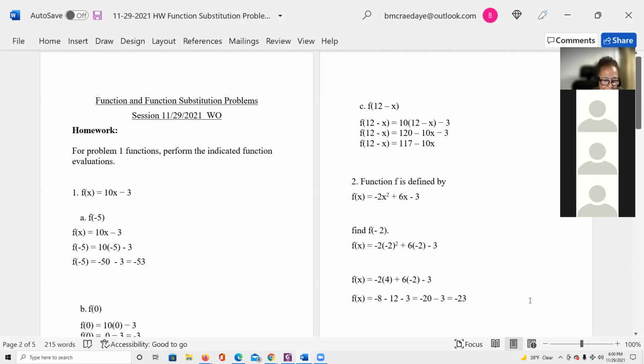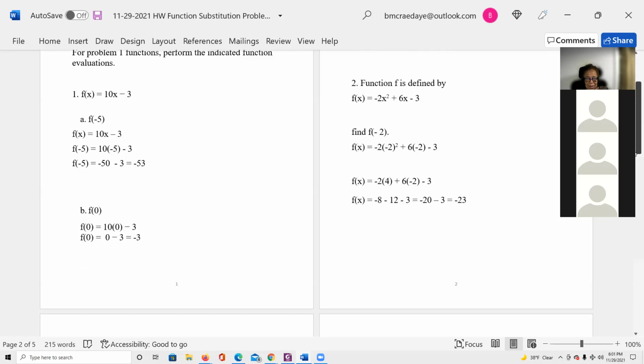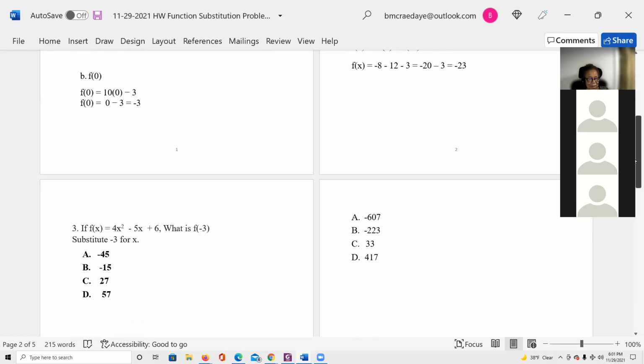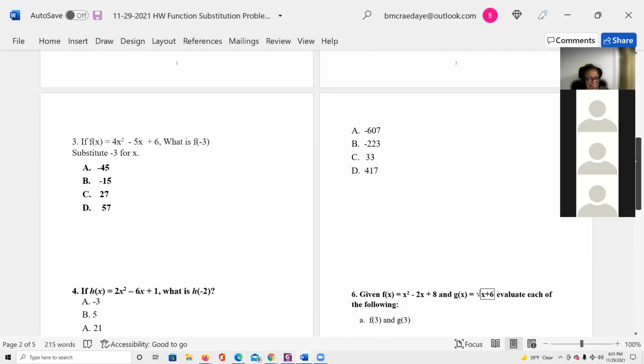Any questions on number 2? No, I did that one. The one I didn't understand was the one with 12 minus X. That's the one I get wrong. Okay. Forgot the 10.